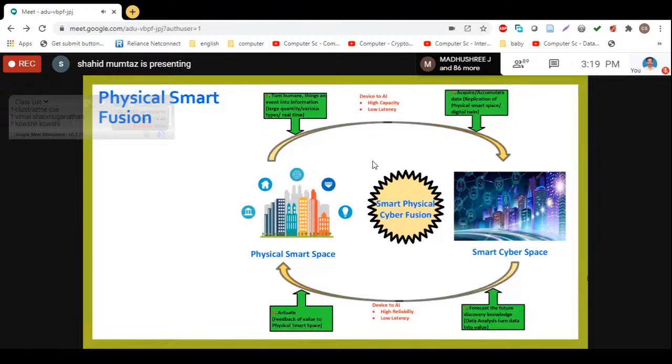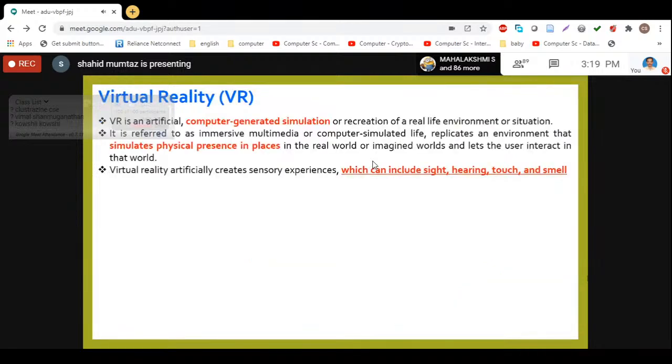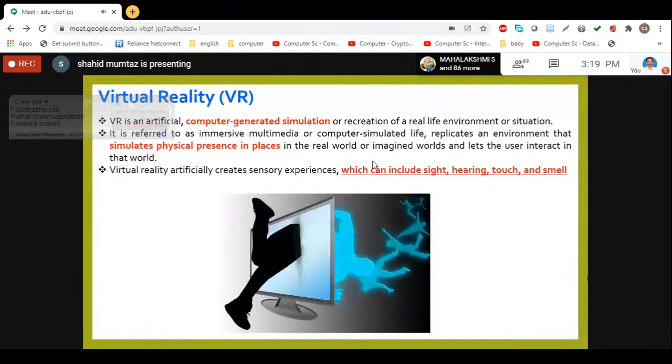On top of this, we can use different AI algorithms which will help to make our city smarter. And then there is virtual reality. Virtual reality is also a part of 6G, where you can have a virtual image. The most important thing is that we need to send our five senses, sight, hearing, touch, and smell, to the virtual world. How we will do that, I will come to later in this presentation.